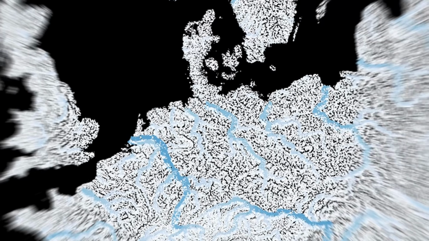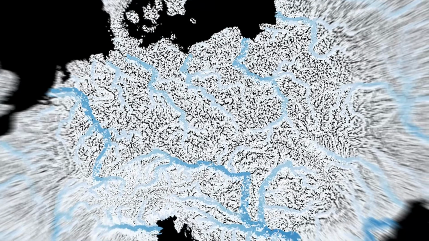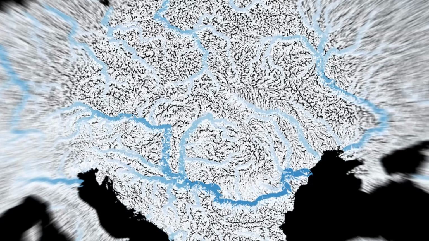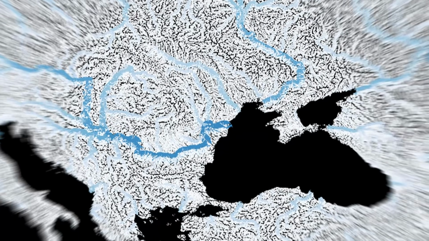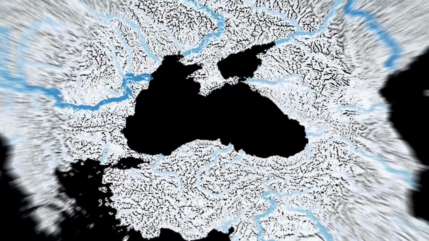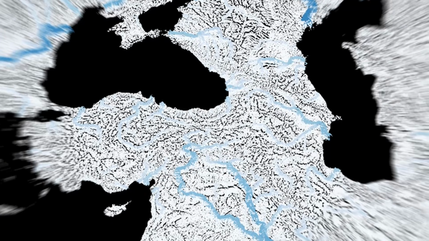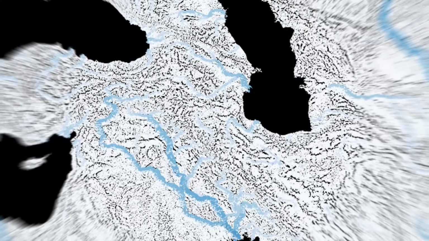Well, you see, this dataset doesn't actually show real rivers. Instead, it shows potential river networks based on digital elevation data, meaning it maps where water could theoretically flow just based on the terrain and slope.